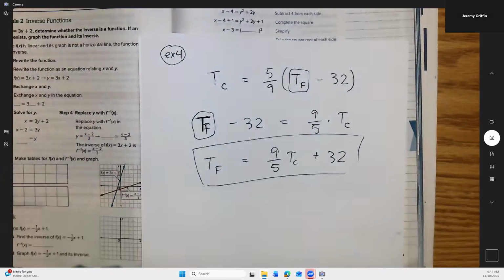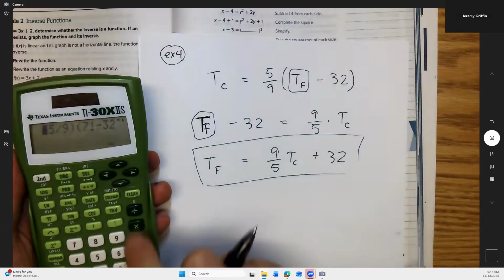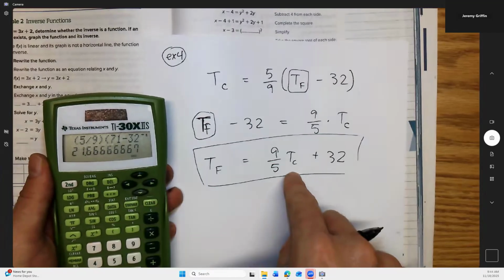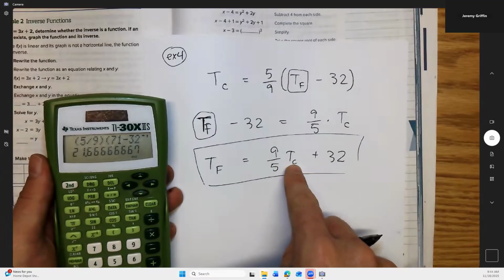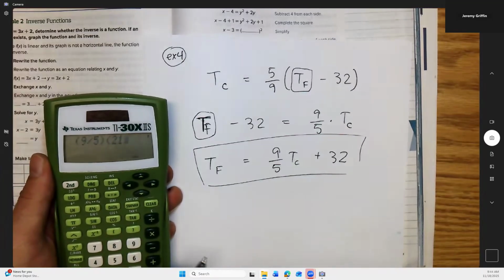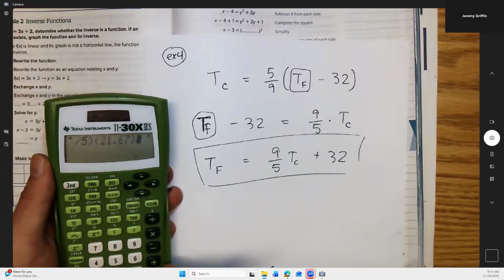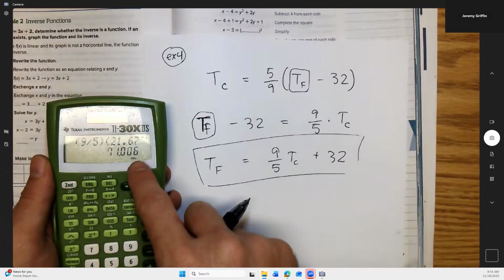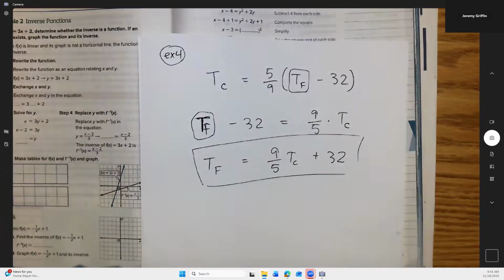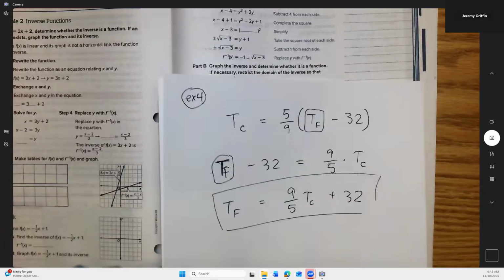Let's see, does that really work? With the last expression, I got 21.67 degrees for Celsius. What if I plug that into this? Do I get back to 71 degrees Fahrenheit? Let's see if I do. So 9/5 times 21.67 plus 32 is, yes, it is 71 degrees Fahrenheit. So it works both ways. These two are called an inverse relationship.